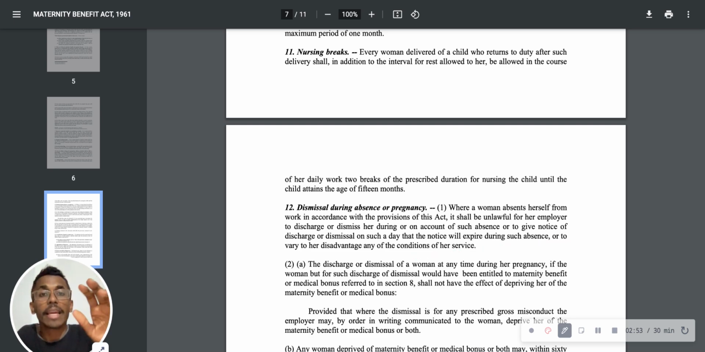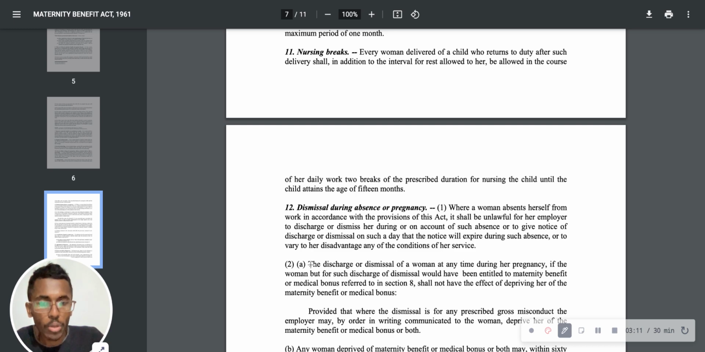That means when a female has gone for her maternity benefit leave, you as an employer cannot dismiss her under any circumstance, because she has gone for maternity leave just for the sake of getting profit and all. You cannot do any such thing, otherwise you will be punishable under a court of law.